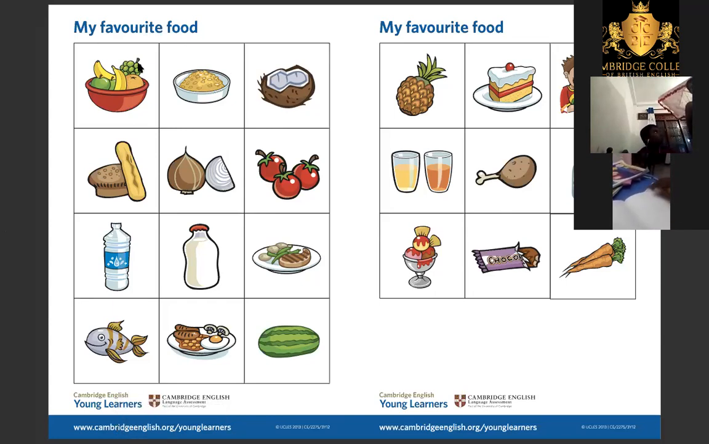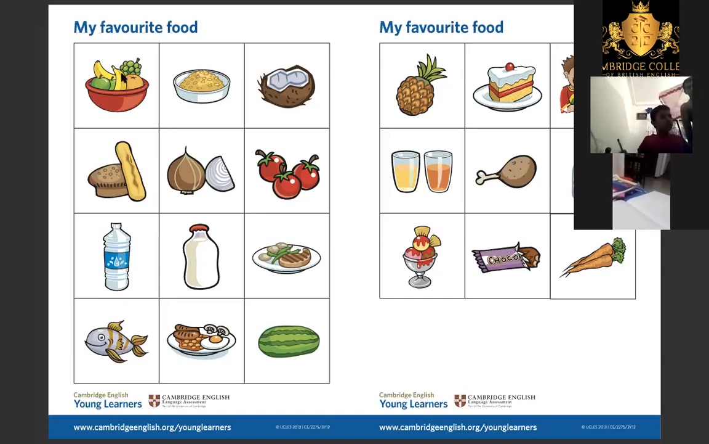Okay, now look at the first one. What is this? Yes, the first one is fruit. Banana, apple, orange, grapes. We call it fruit.